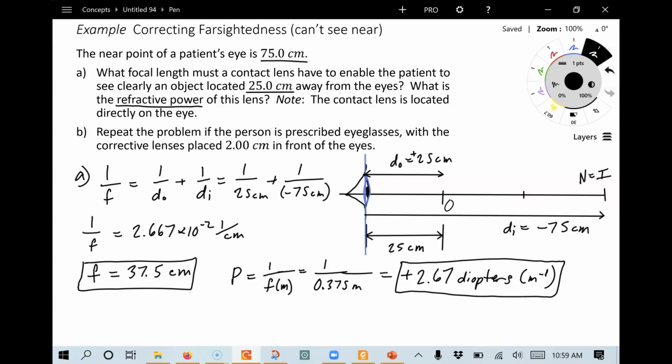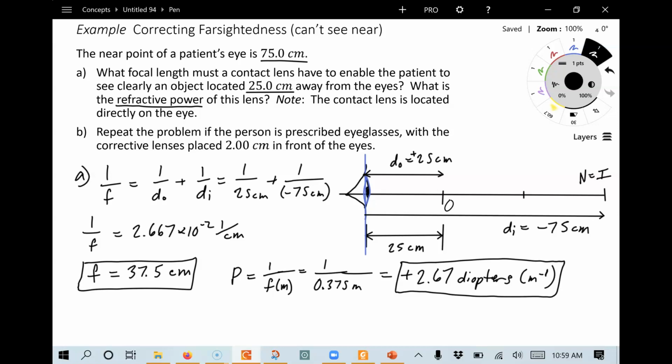The positive sign means it's a converging lens because the focal length is positive. And notice that when you have a shorter focal length, that means a stronger lens. It converges the rays quicker. And so if you're dividing by a smaller number, you get a bigger power in diopters. So the bigger the number is, the more powerful the corrective lens.